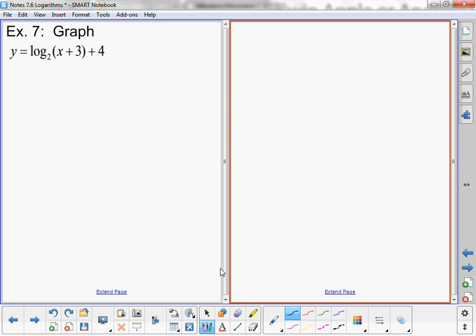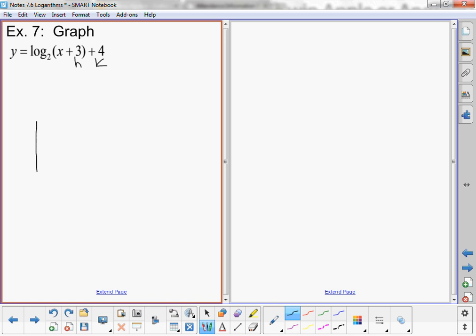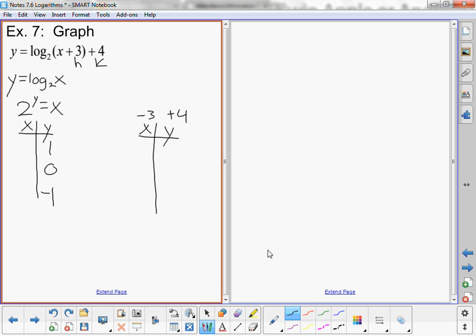So let's try this one, and then we're done. Once again, we got a shift. This is my H, this is my K, right? So go make your two tables, x, y, over here, x, y, but you're going to be subtracting 3 and adding 4 for the shift. You're going to rewrite this as y equals log base 2 of x. You don't need anything else. And then spiral around, and you'll get 2 to the y power is equal to x. We're going to plug in a 1, a 0, and a -1 for your y. Okay, evaluate. So 2 to the first power is 2. 2 to the 0 power is 1. 2 to the -1 is 1/2.